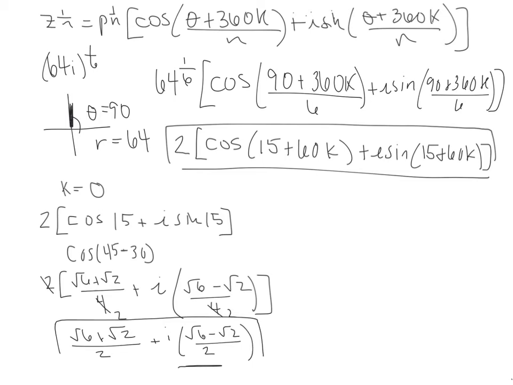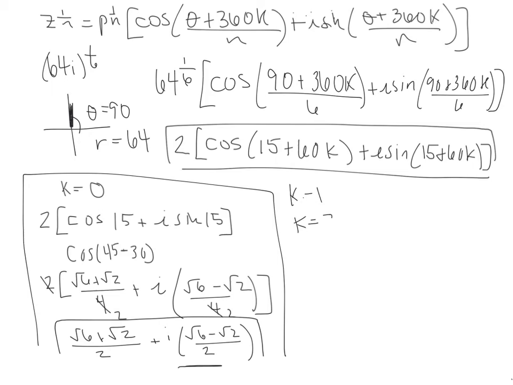Now the important thing to remember is that you're going to need 6 of these. So I would recommend going k equals 1, k equals 2, all the way down the line to k equals 5. I'm not going to show them all here because it's pretty repetitive, but what you will see is that you're eventually going to get cosine of 75 and then the sine of 75.